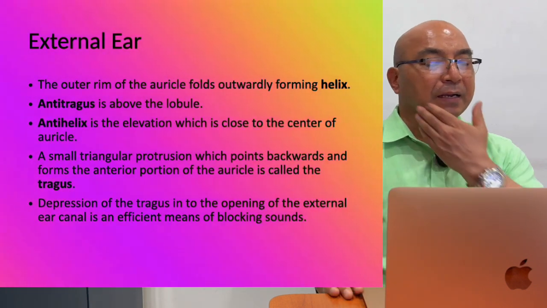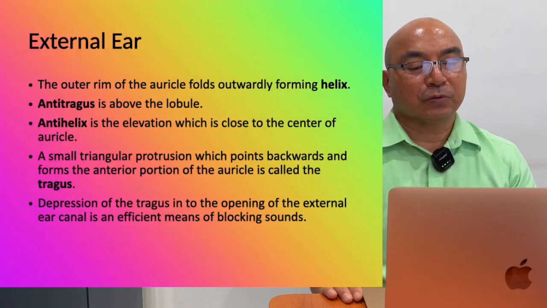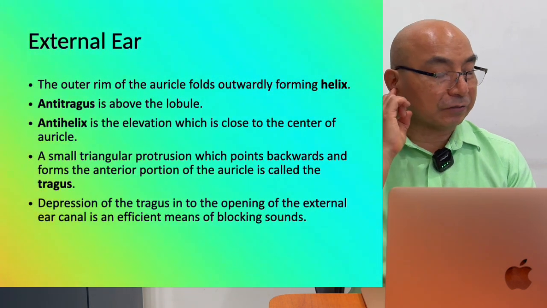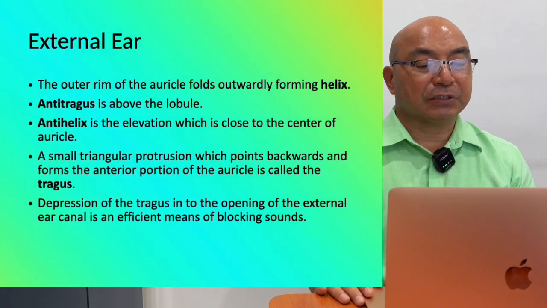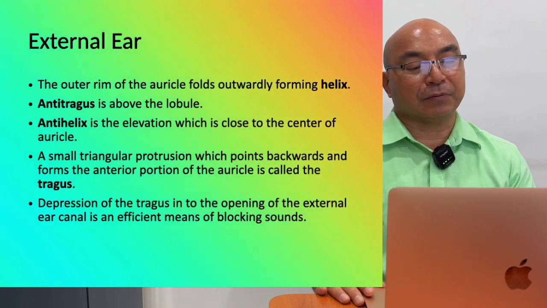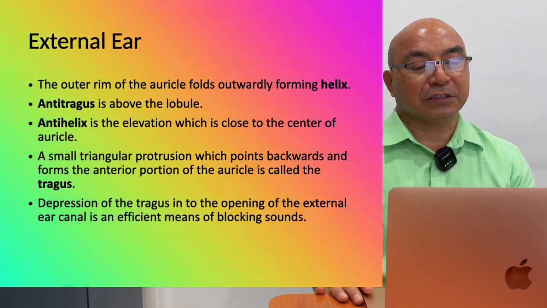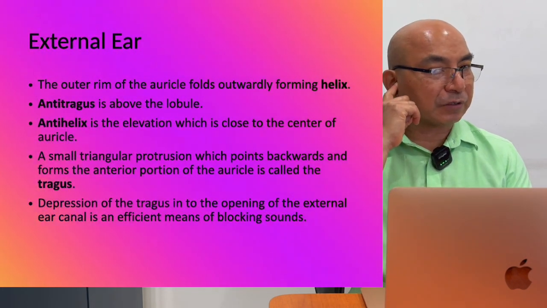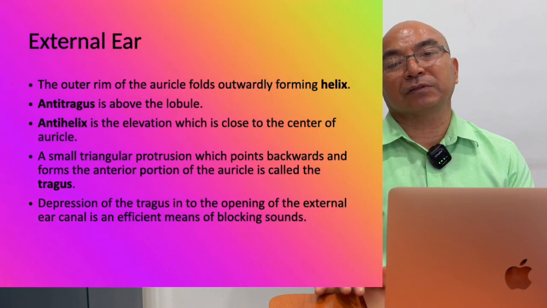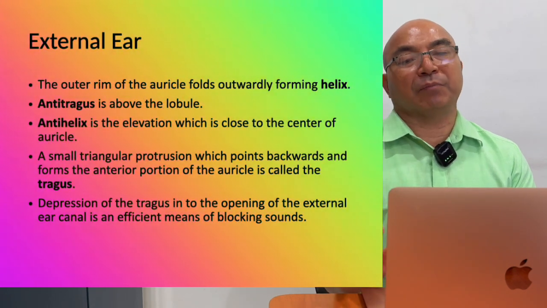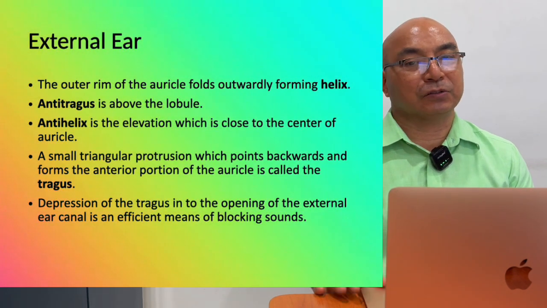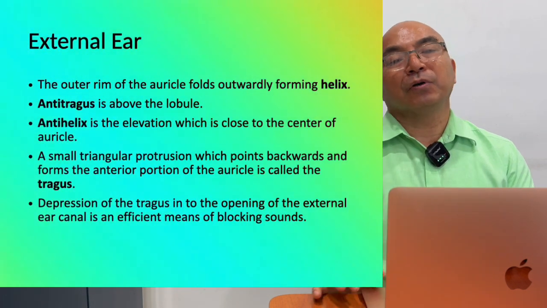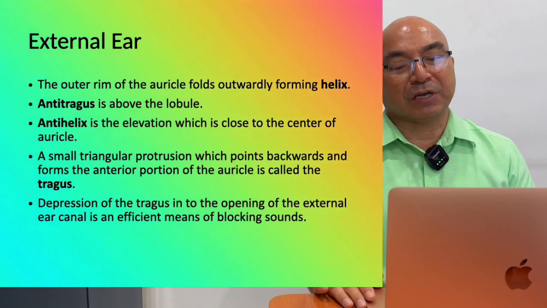A small triangular protrusion which points backwards and forms the anterior portion of the auricle is called the tragus. Depression of the tragus into the opening of the external ear canal is an efficient means of blocking sounds. For example, if you press upon the tragus, you can easily block the sound coming from outside by blocking the external auditory canal. So the tragus can be pressed to occlude sounds coming from the outside.